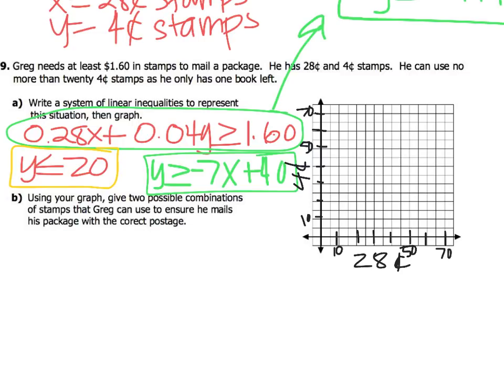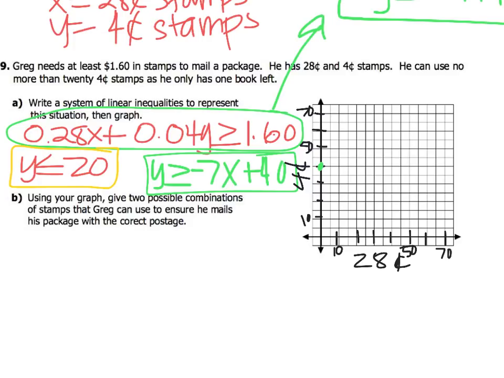Okay, now we want to graph our first inequality, which is y is greater than or equal to negative 7x plus 40. So we know our y-intercept is going to be at 40, so we go up to 40 and put a dot. Now, if we wanted to plot our next point, we would plug 10 in for x. We would get 10 times negative 7, which would give us negative 70, plus 40, which would give us negative 30.